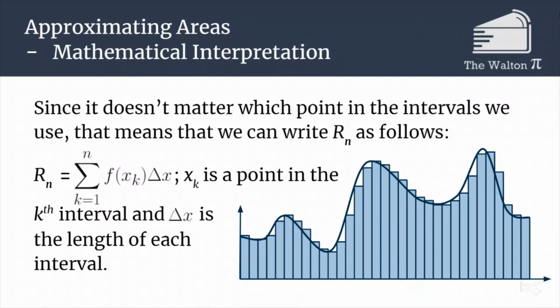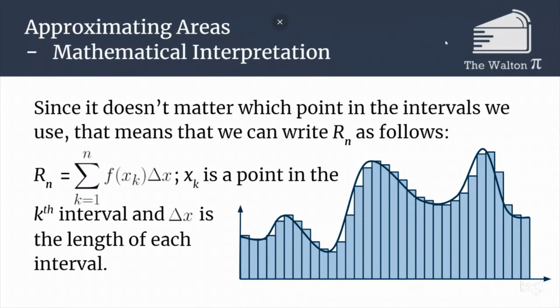Since it doesn't matter which point in the interval we use, that means we can write R sub n as follows. R sub n, being the approximate area, can be written as the sum from k equals 1 to n, because we have n rectangles, of f of x sub k, where x sub k is any point inside the kth interval, times delta x, the length of each interval.